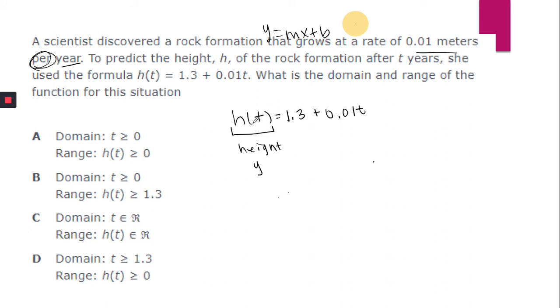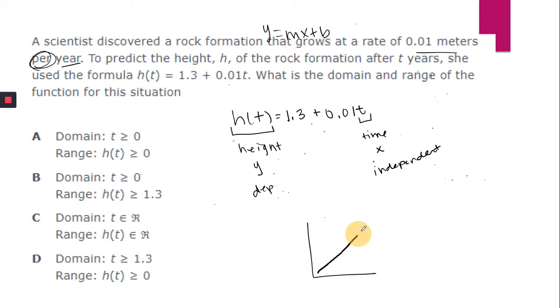My height is my dependent variable, because it depends on the amount of time. So t represents time. That's my x. That's the independent variable. Now the question is, it's talking about the growth of a rock. Is the growth of a rock continuous or is it discrete? Well, if a rock is growing, it's continuously growing. The rock formation will be continuously growing throughout the years. So if I was to graph this, it would look something like this.